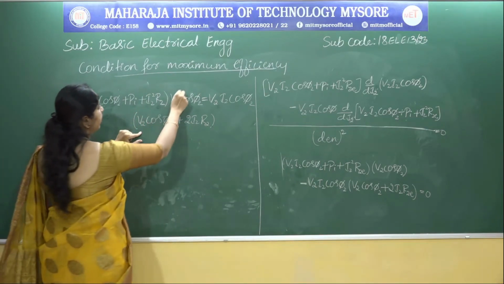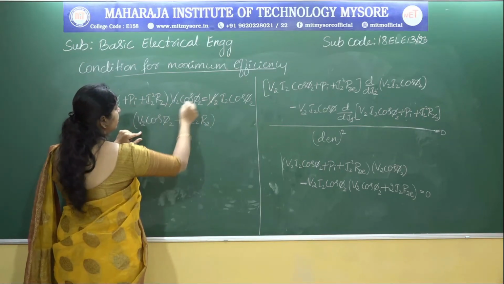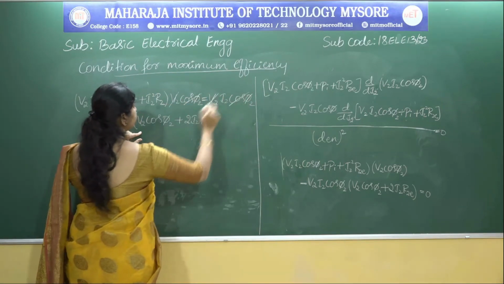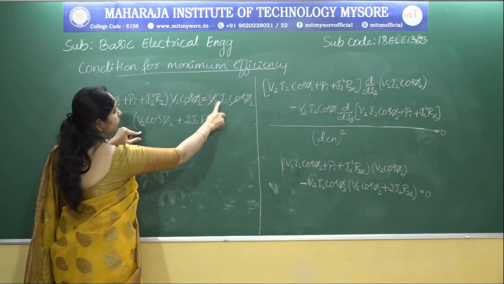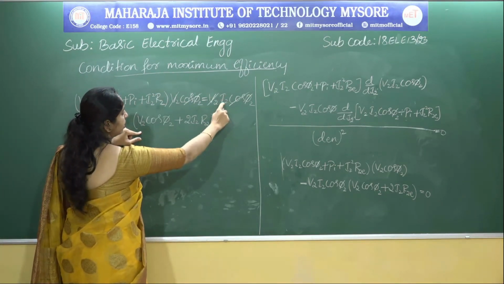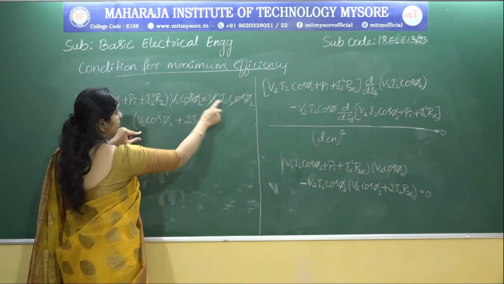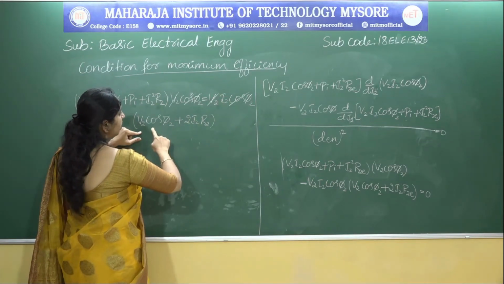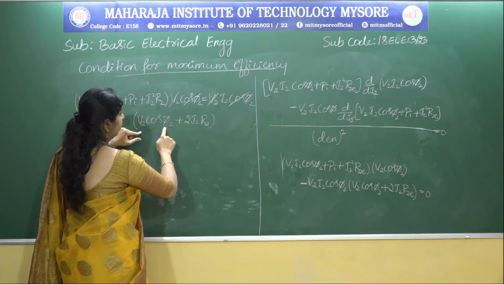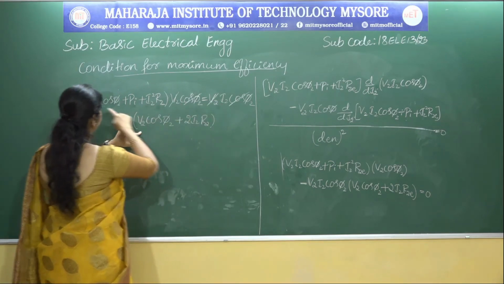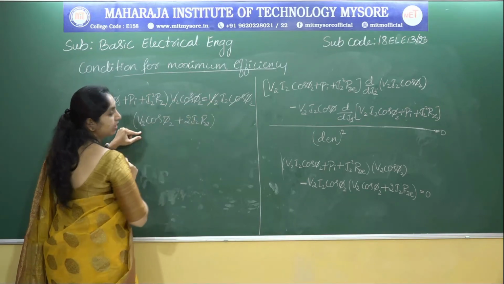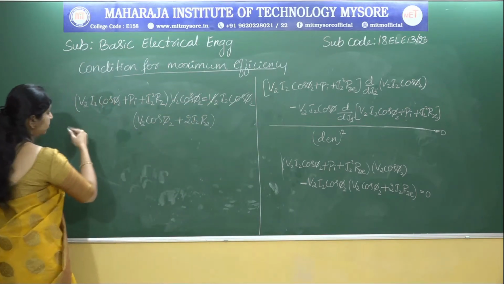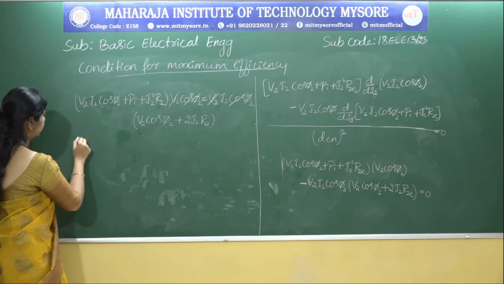Look at this equation. V2 and V2 get cancelled. This cos phi 2 gets cancelled, isn't it? And look at this equation, we have only I2 over here. So multiply this I2 here, multiply this I2 here. So what do we get? V2 I2 cos phi 2. Right? So don't you think this V2 I2 cos phi 2 and this V2 I2 cos phi 2 get cancelled? Or if you are confused, I will rewrite the expression.